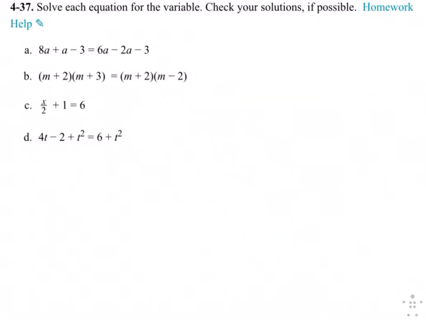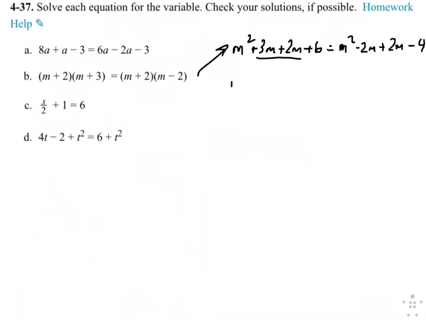Okay, for B, let me make some space. For B, we're going to multiply these out, right? So m plus 2 times m plus 3 is m squared plus 3m plus 2m plus 6, right? And on the other side we have m squared and then minus 2m plus 2m minus 4.